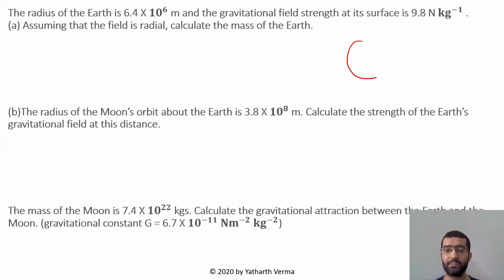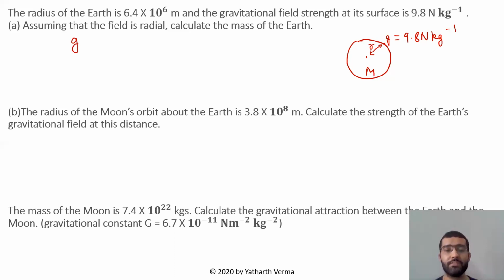So the earth is there. The radius of the earth is given, which means the distance of the surface from the center is given to us, right? R is given to us, and we know the value of g. g is 9.8 newtons per kg at the surface, right? So what is the formula which relates g, the mass of the earth, and the value of the gravitational constant?